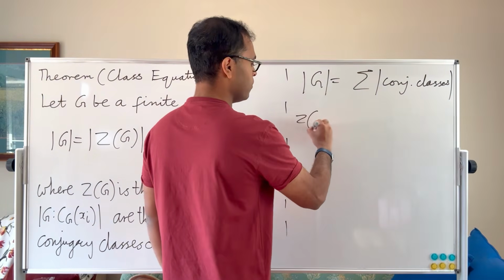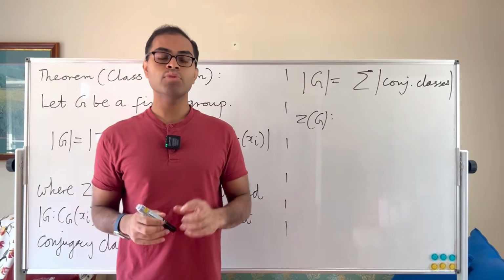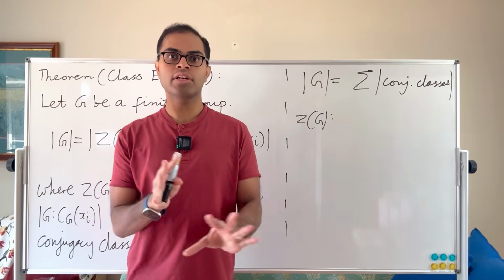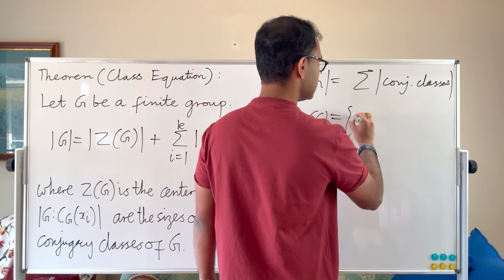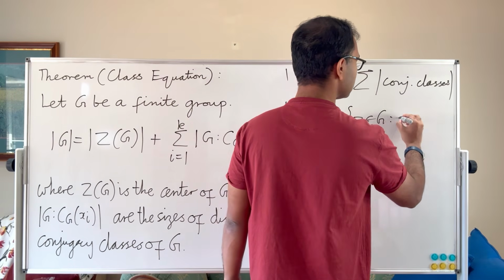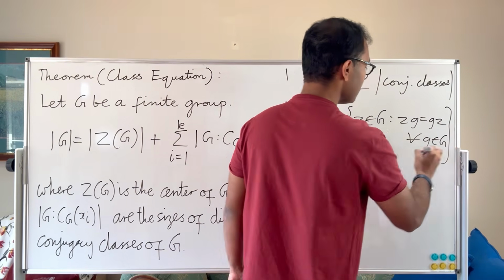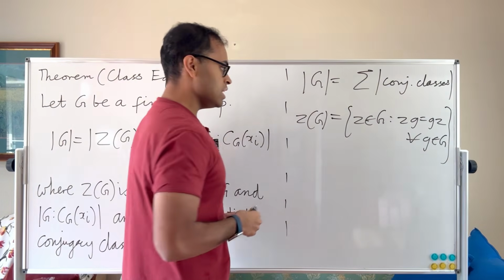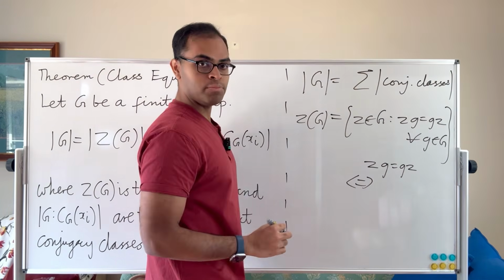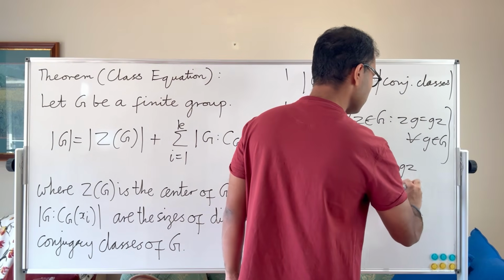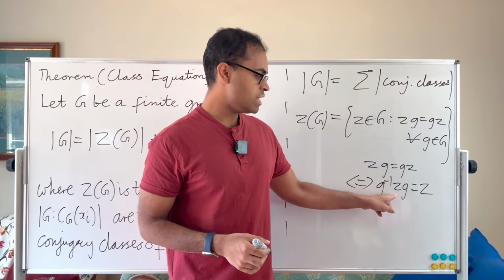The center of G, and this is actually a very important point, is: what are the elements which are only equivalent to themselves, not equivalent to anything else? This is actually the center of G. And what is the center of G? The center of G is the set of all Z in G such that ZG equals GZ for all G in G. Now observe that the equation ZG equals GZ is the same as saying, if you pre-multiply by G inverse on both sides, G inverse ZG is equal to Z. So it is the same as saying that the conjugate of Z by G is Z.